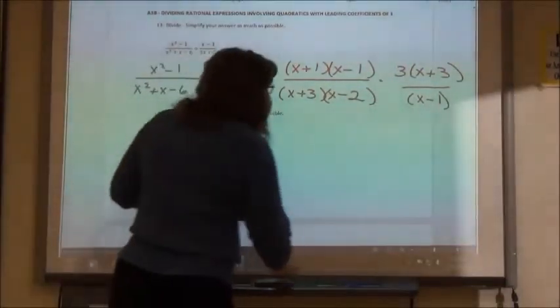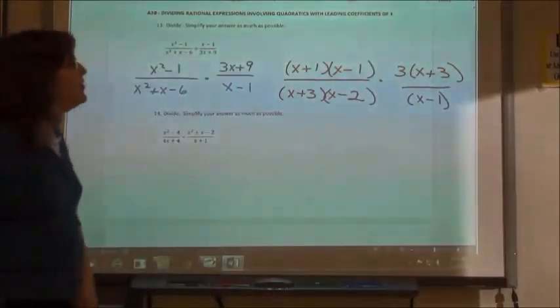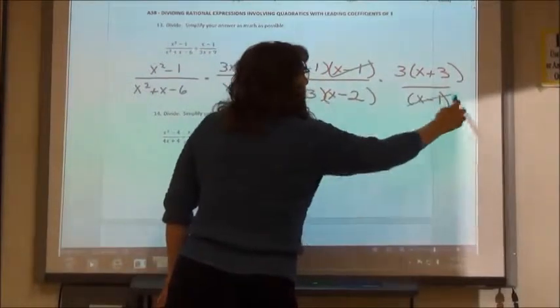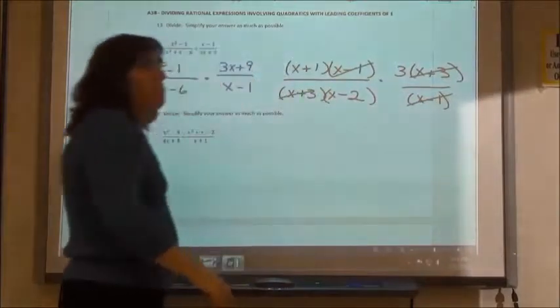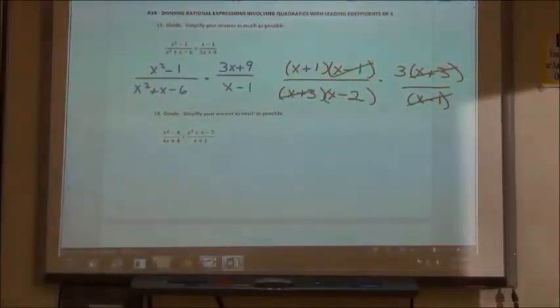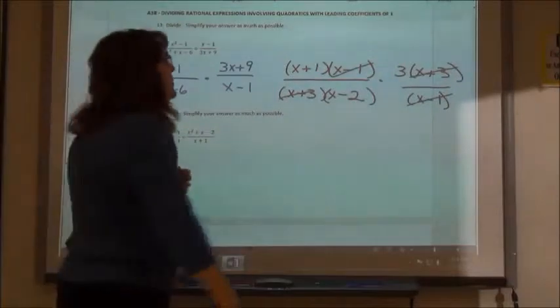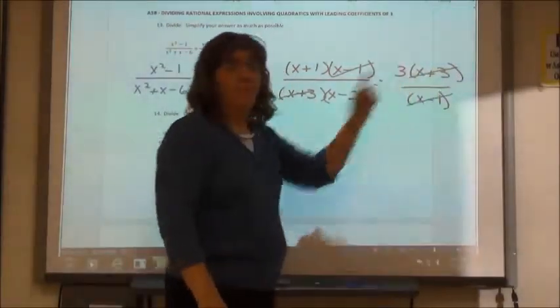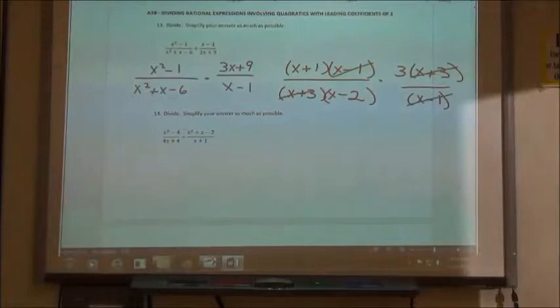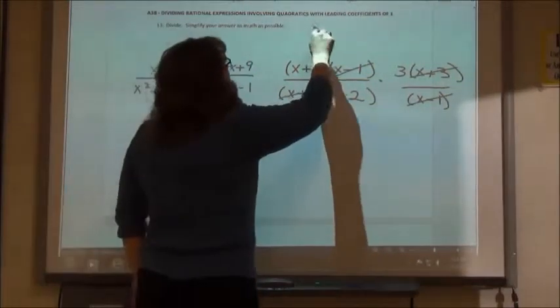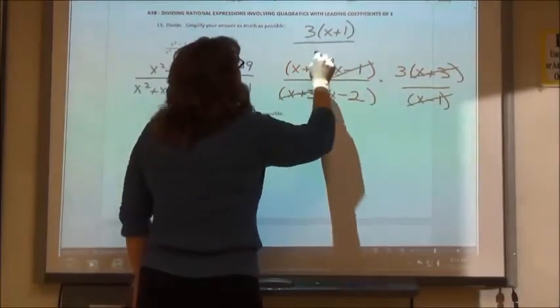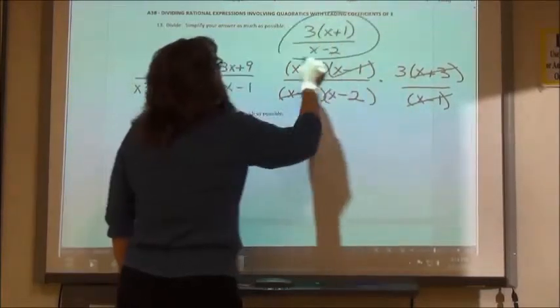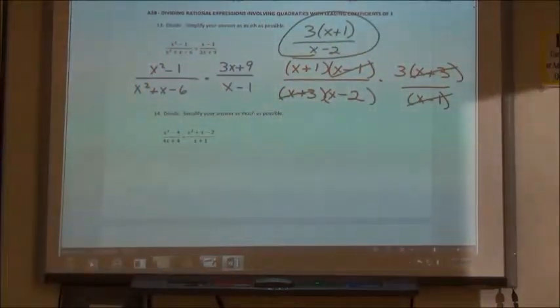And then I'm going to cross off my common factors. So I have a common factor of x minus 1. I have a common factor of x plus 3. And so on the top, we're going to have 3 times x plus 1. On the bottom, just an x minus 2. And write it up there so I have room for the next one.